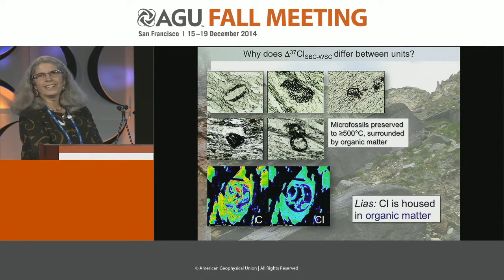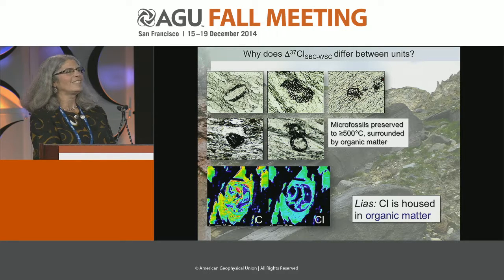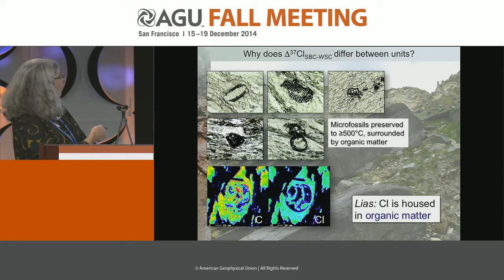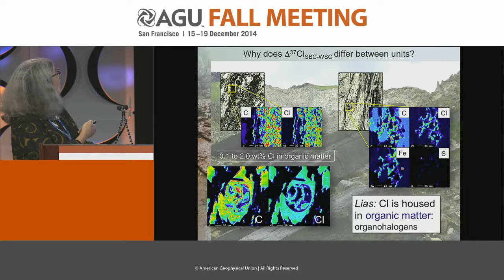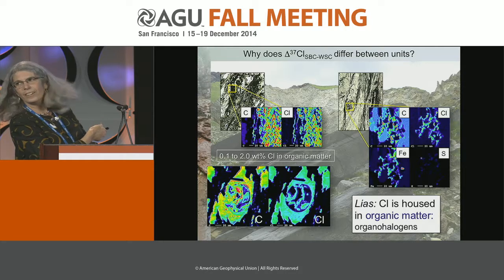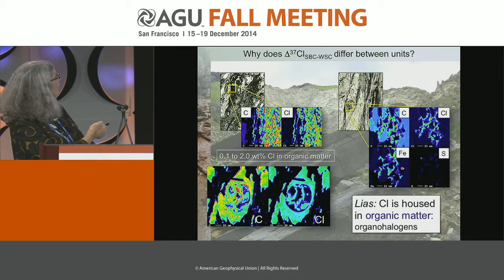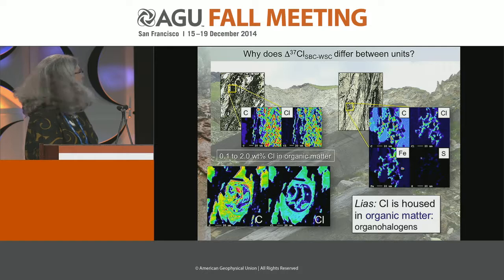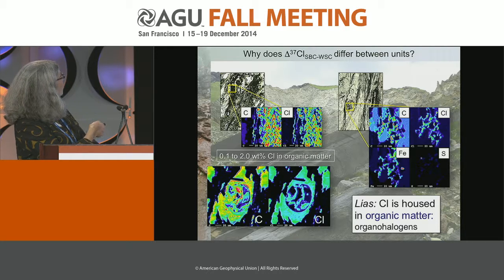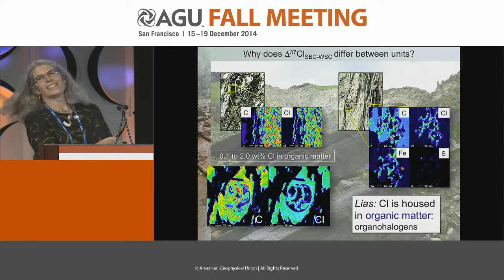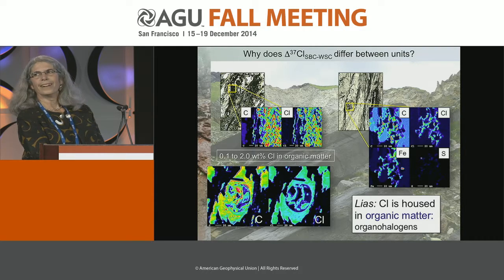It's not in the micas, it's not in the other hydrous silicates, it's not in apatite. It's all associated with the organic matter. And here's just a couple of other examples. Here's a thin section view. You can see a very organic rich band in here. And again, there's the carbon map. Here's the chlorine. It's all with the carbon. Another example here is a little microfossil, carbon, chlorine, and in this case, there's actually iron associated with them as well. And these organic rich patches, in some cases, have up to 2 weight % chlorine in them.